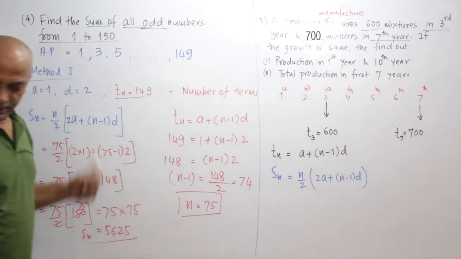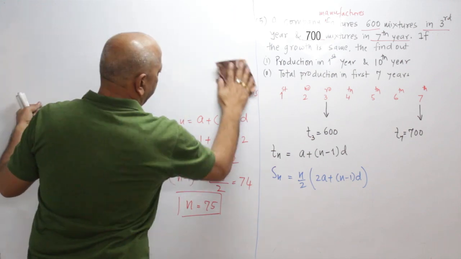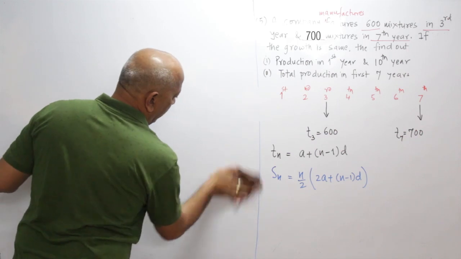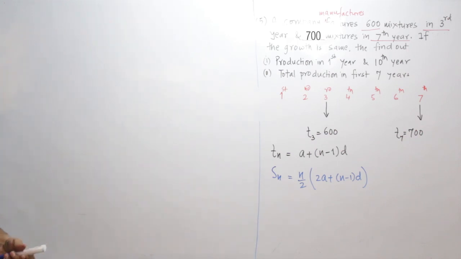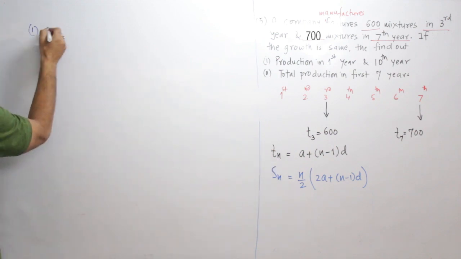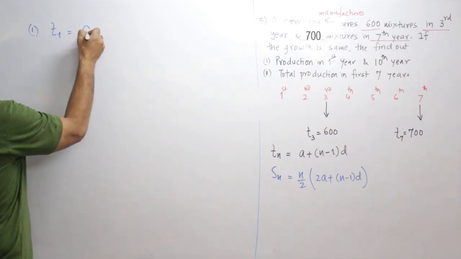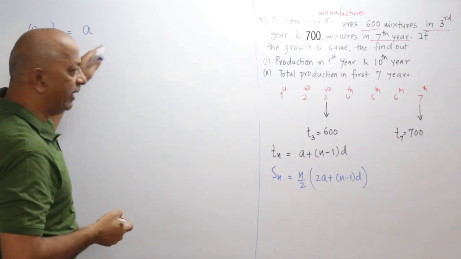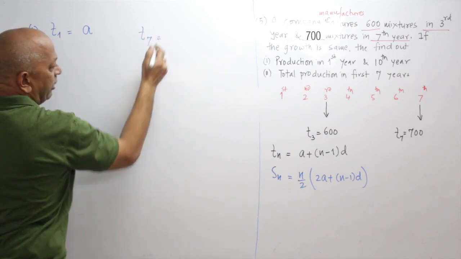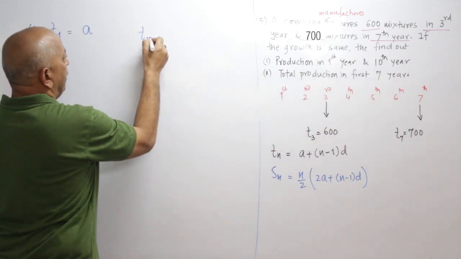See, we'll go to the left hand side. You must have written this down. Pause the video and write everything down properly. Tn, see, the first question asked was T1. T1 is nothing but A, so we have to calculate A. And second is T7, sorry, not T7, T10 here.